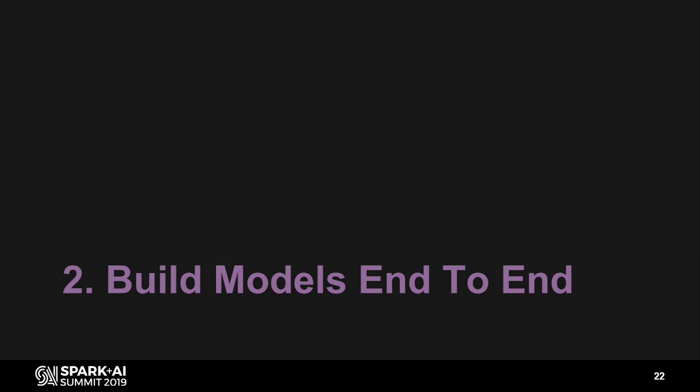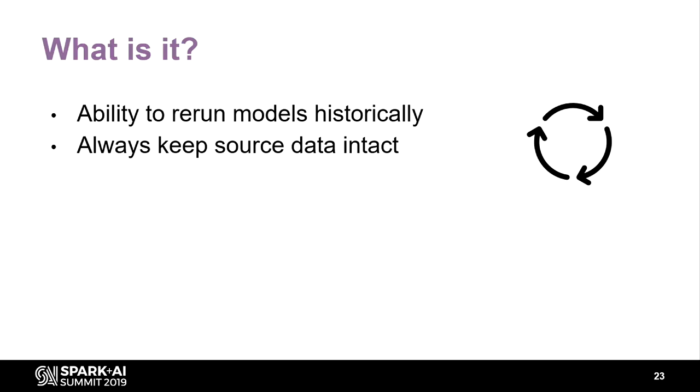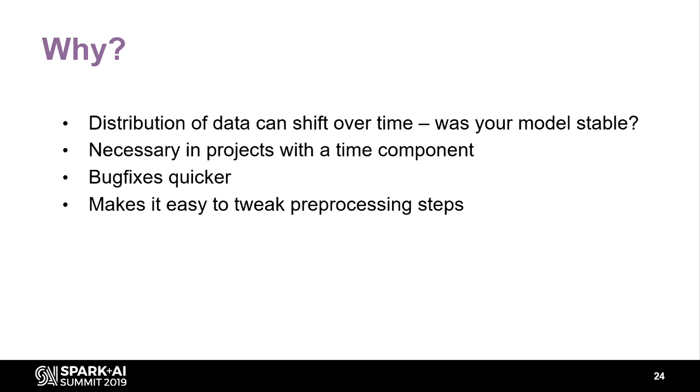So the second thing, which Patrick touched on, I actually talked about extensively, is building models end to end. What we mean, as Patrick went over, is the ability to rerun models historically. That could be historically through time, but also with our latest data or latest model, you want to be able to go from the raw data all the way to the outputted data rather than some incremental step. I'll show this graphically so we can see what I mean.